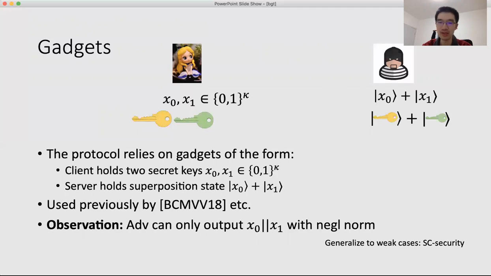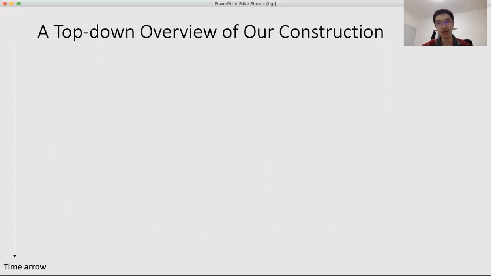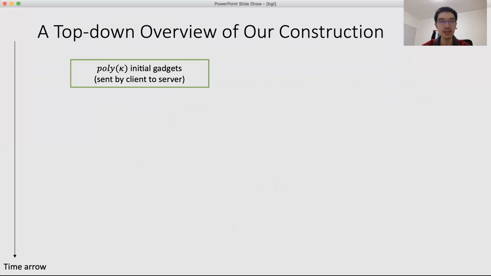This observation can be generalized into weaker cases, which lead to the notion of asset security, which is a basic concept in our paper. The top-down overview of our protocol is as follows. First, the client will prepare some quantum gadgets for the server. And each gadget is of the following form, and the keys are different.